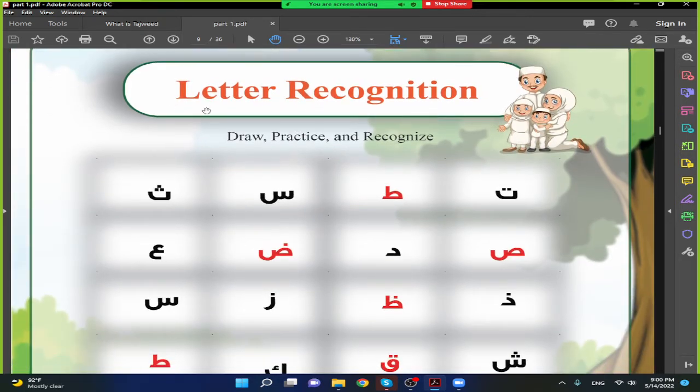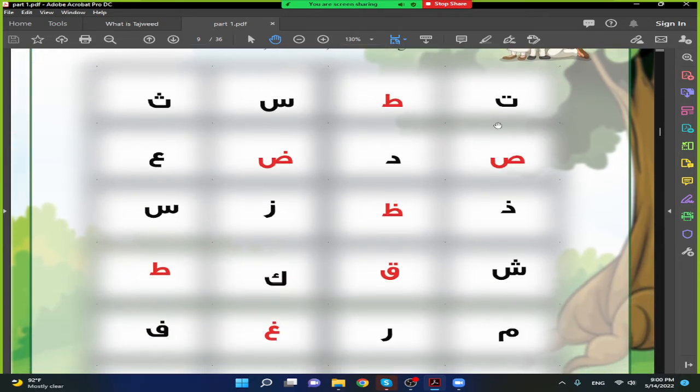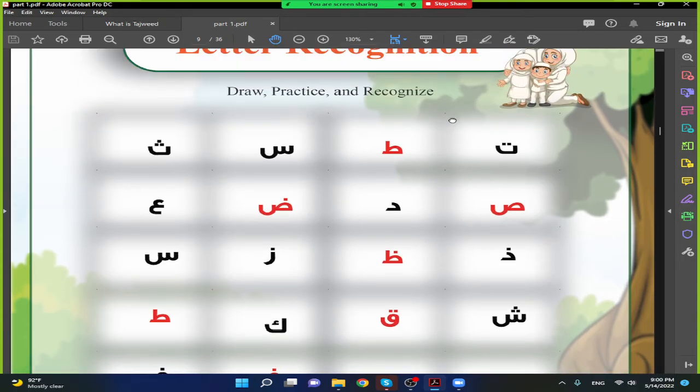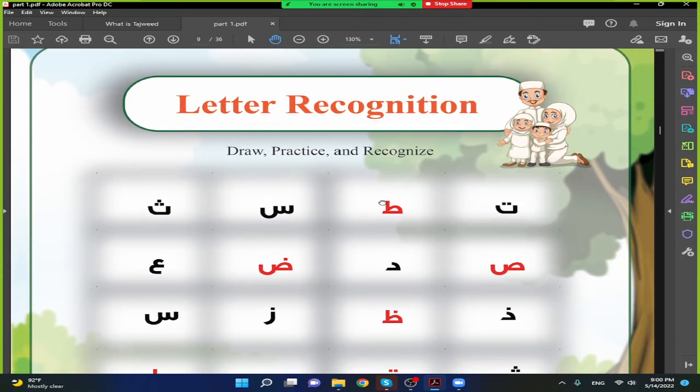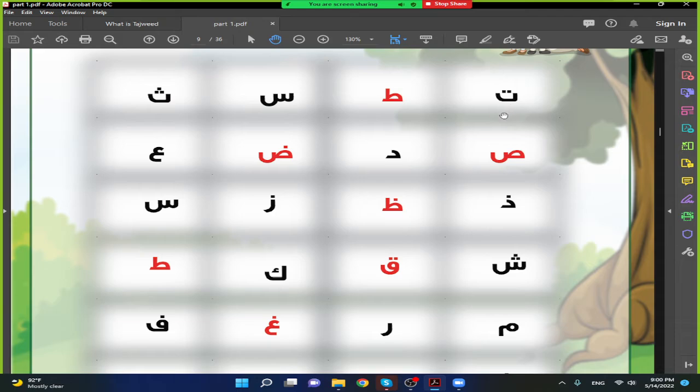Now you have to recognize the letter. What you have to do is recognize the letter in random position. Right now we were doing it in order: alif, ba, ta, sa, jim, ha, kha, dal, like that, right? But from tomorrow you have to recognize that letter. If I ask you what's that, what is this letter? Do you know what this letter is?